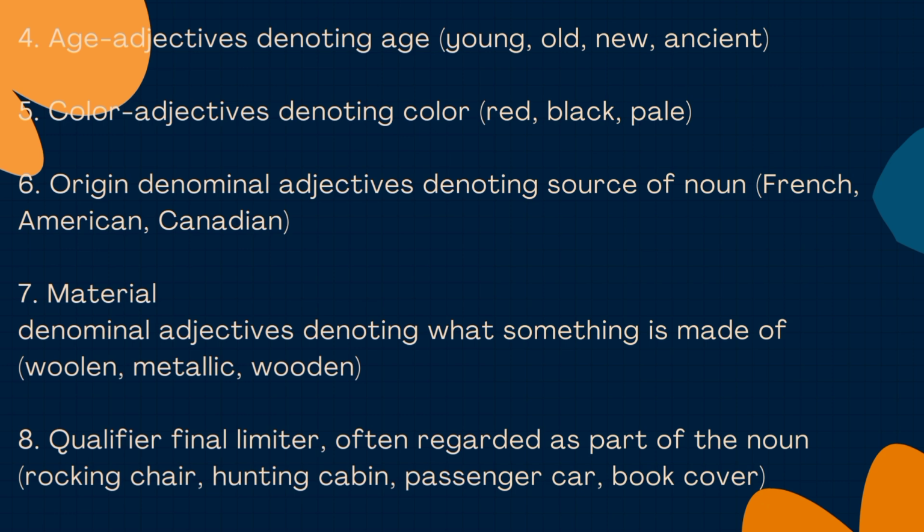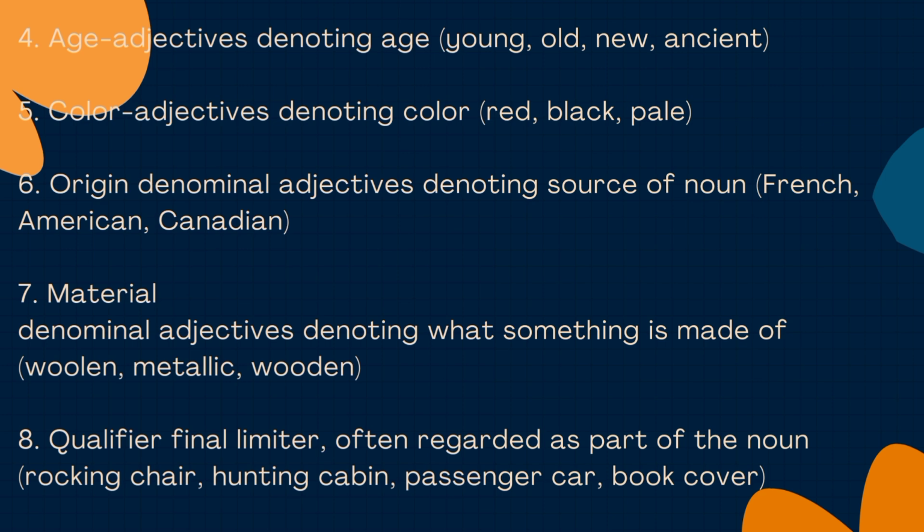And number 5 is color adjectives denoting color. Red, black, pale. Number 5 naman is ito yung pang-uri ng kulay. Ang mga pang-uri na ito ay naglalarawan ng kulay ng pangalan. Halimbawa nito ay pula. Ito ay naglalarawan ng isang pulang bagay. And pangalawang example ay asul. Ito naman ay naglalarawan na ang isang asul na bagay.